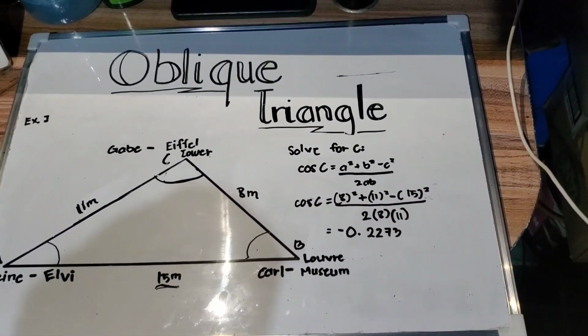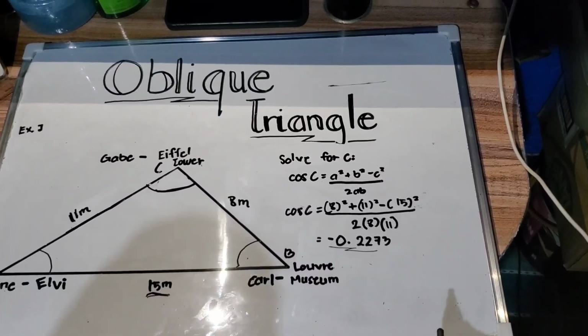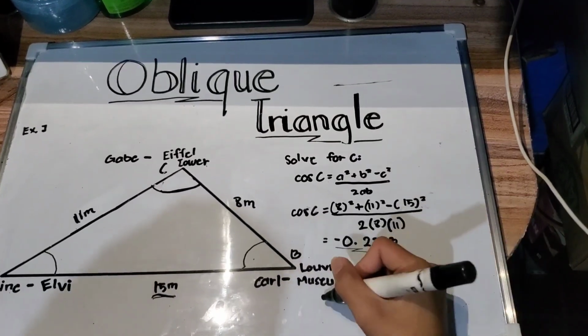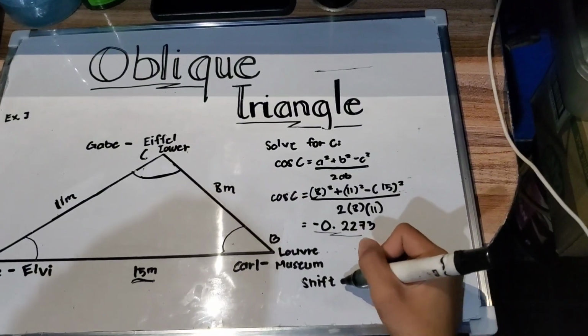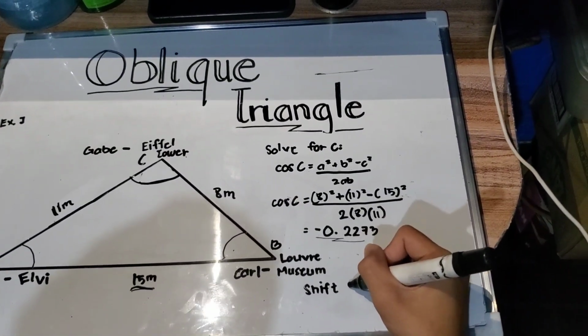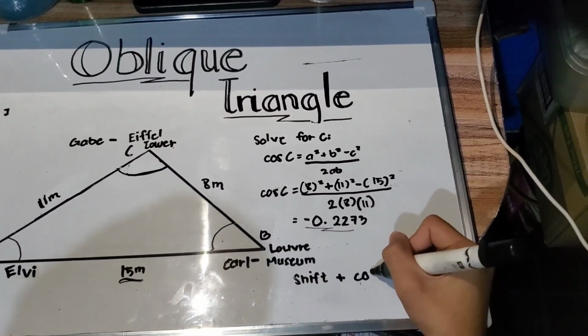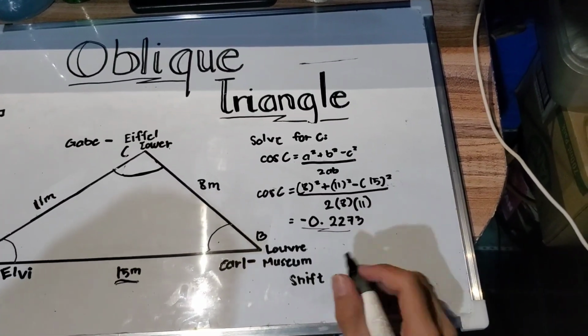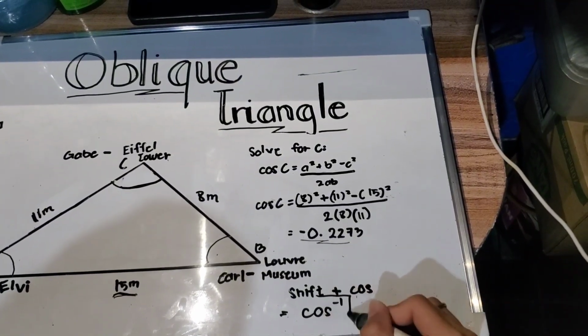But since there is no angle with this kind of value, the next thing that we are going to do is to push the shift button in your calculator. Next, after you push shift, push the cos button. If you push these two, it will result in this, so you can see this on your calculator's screen.